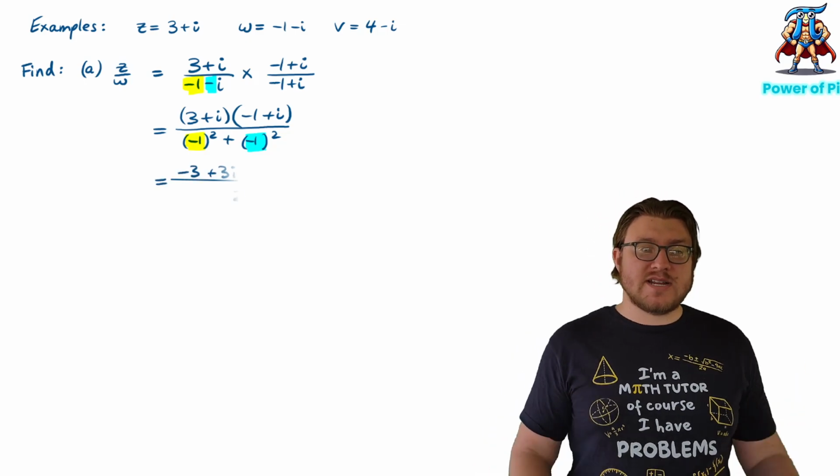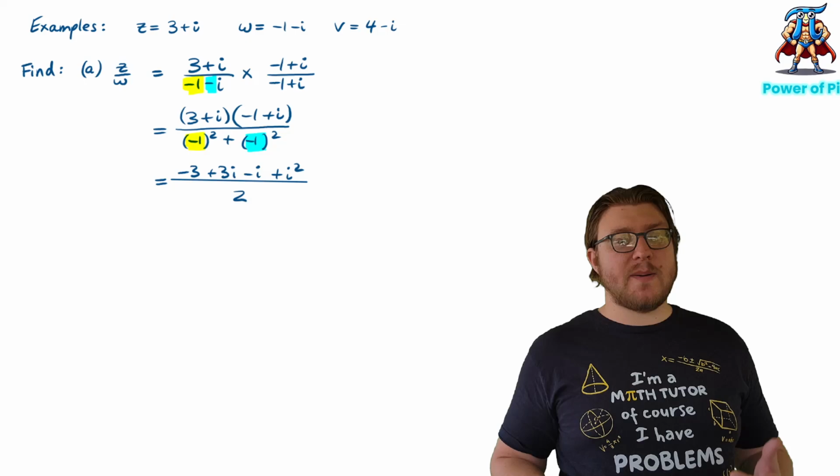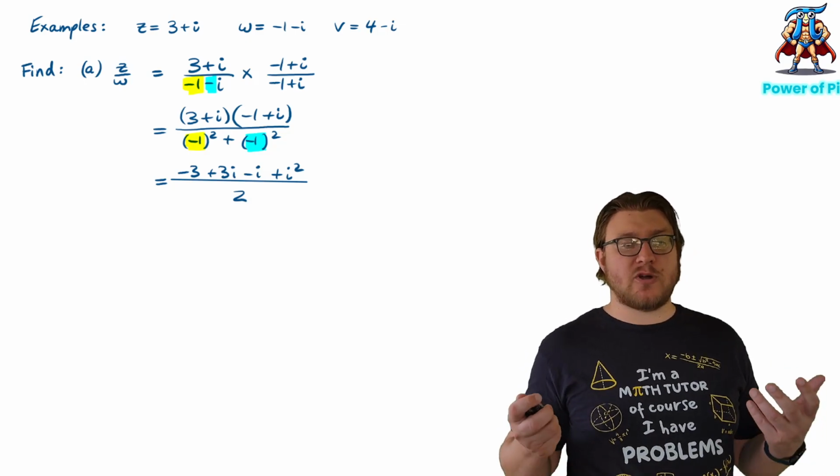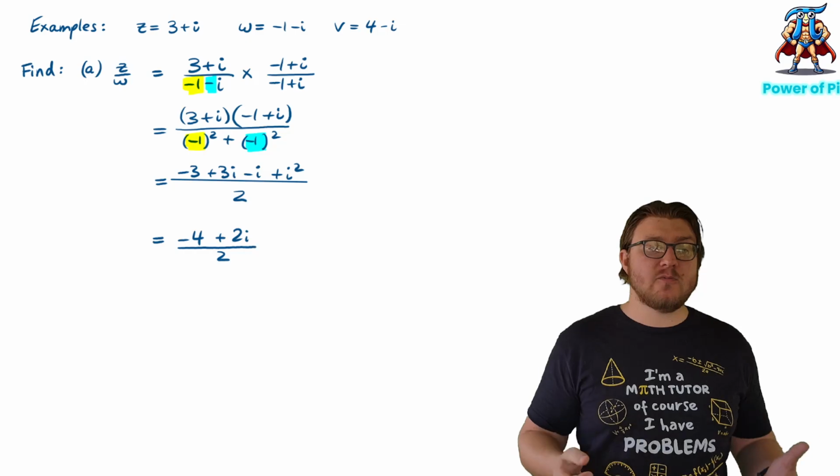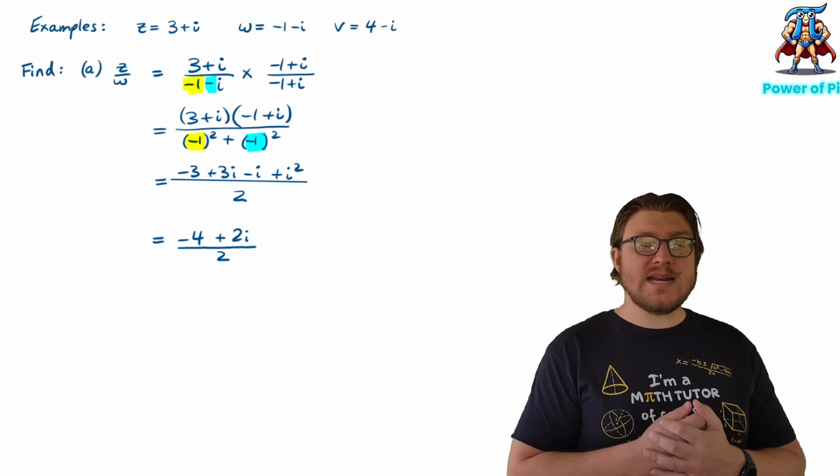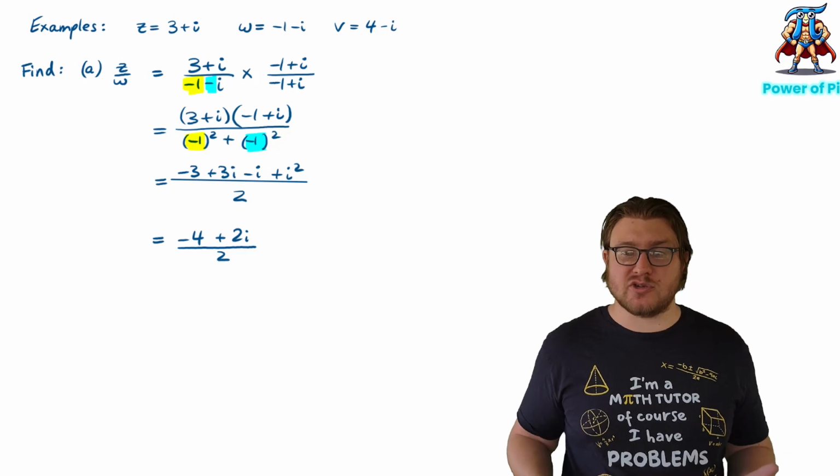The top, we still need to expand. You know how to do that by now. Remember, i squared is -1. And then we can simplify. We get -4 plus 2i divided by 2.